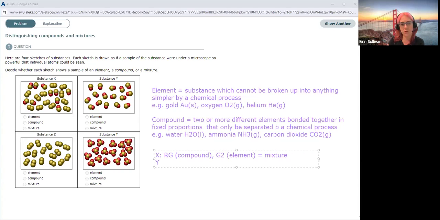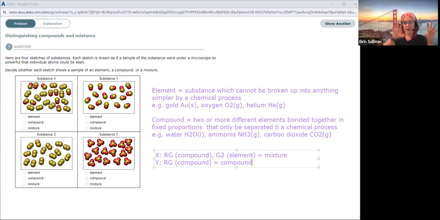What about substance Y? Well, I see one compound here with a gold atom and a red atom, and that is all I see there. They are all the same. So that is completely consisting of a compound, nothing else mixed in there. So that is just a compound.